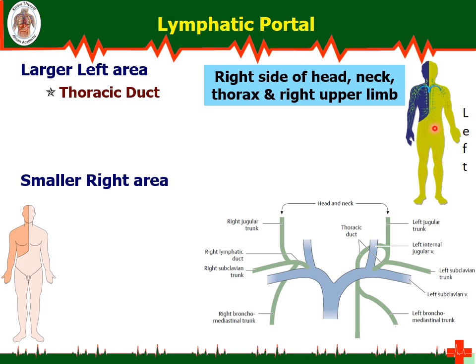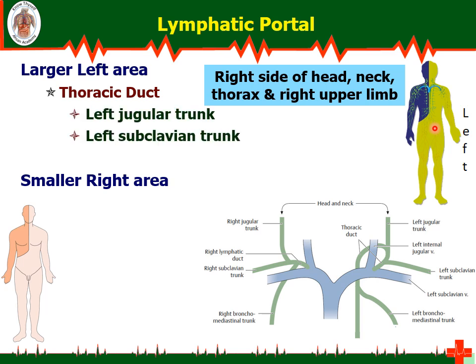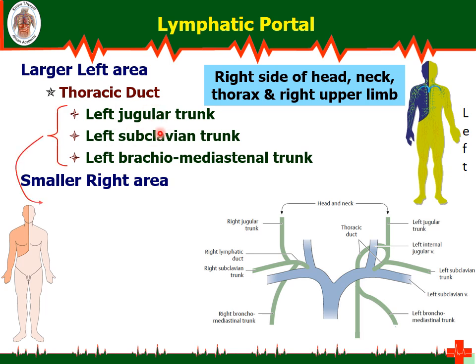The left side is finally drained by the thoracic duct, which receives the left jugular trunk, left subclavian trunk and left bronchomediastinal trunk. You see, these are the three trunks draining into the thoracic duct. The thoracic duct collects the lymph from the lower limb and abdomen and receives these three, which collect the jugular from the head and neck region, subclavian from the limb, and bronchomediastinal from the chest and part of the upper limb.